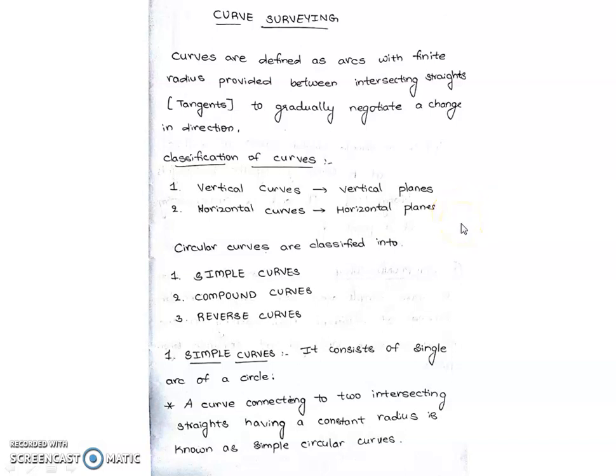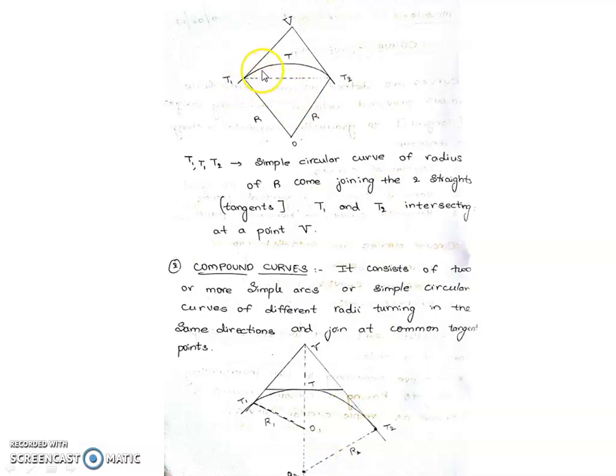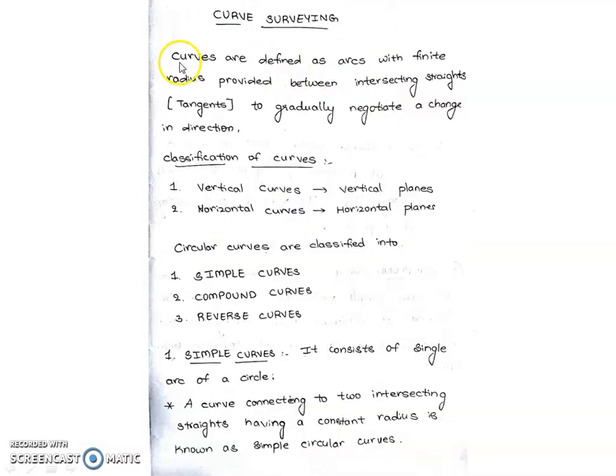So what is a curve? Curves are defined as arcs with finite radius provided between intersecting straights or tangents to gradually negotiate the change in direction. So a curve is an arc having a finite or definite radius, with two intersecting straights or tangents which provide the change in direction to that curve. So this is the definition of a curve.